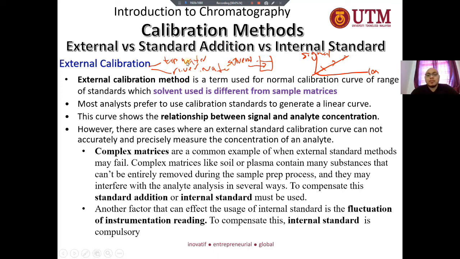But if we use a complex sample such as soil or a biological sample, the external standard method may fail. May fail means that with the calibration curve we use, we cannot determine the amount or the concentration accurately in the quantitative analysis. So when our external calibration is not able to determine accurately, we need to proceed with other kinds of calibration methods that are more suitable for the complex sample.